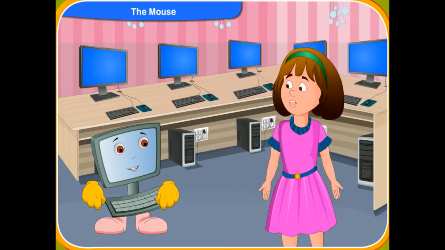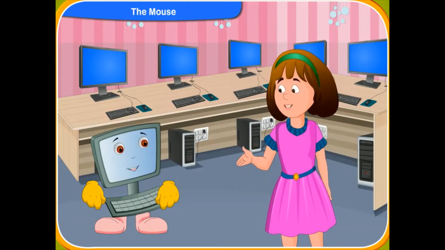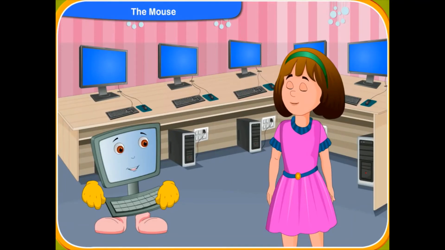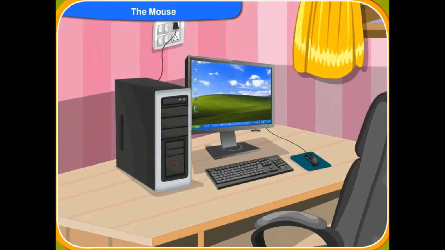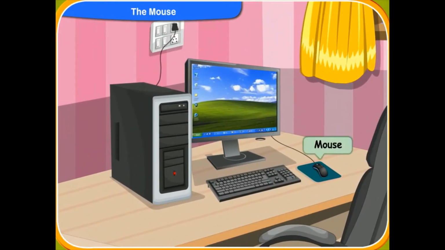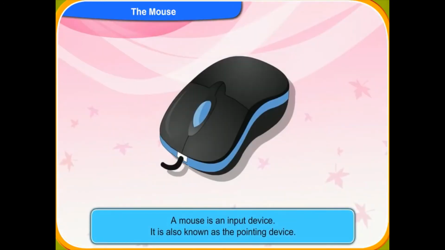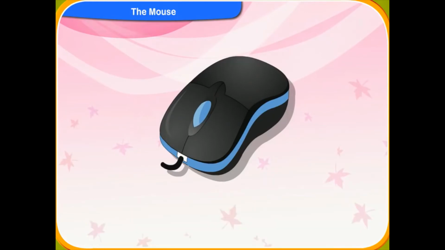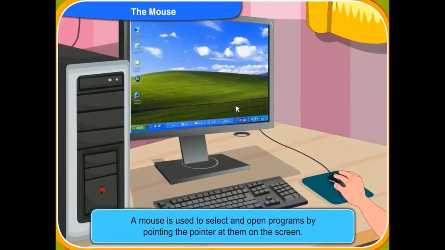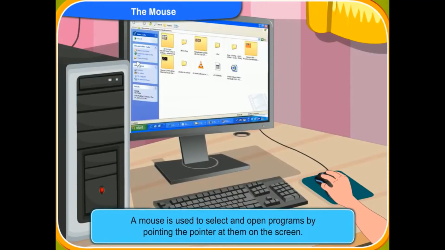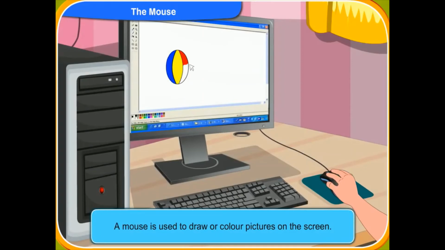Clicko, I now know that the mouse is used to select folders on a computer screen. Can you tell me more about it? Sure, Rennie. A mouse is an input device. It is also known as the pointing device. We use the mouse to select and open programs by pointing the pointer at them on the screen. We also use the mouse to draw or color pictures on the screen.